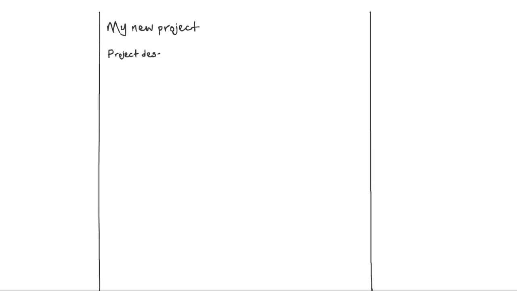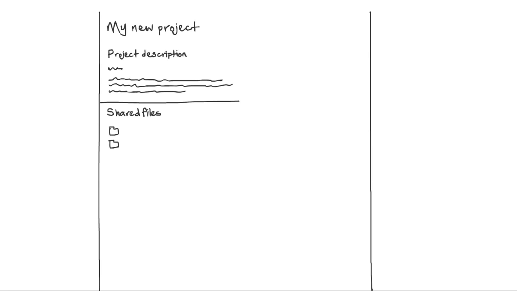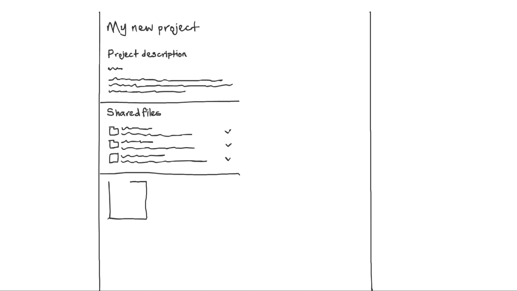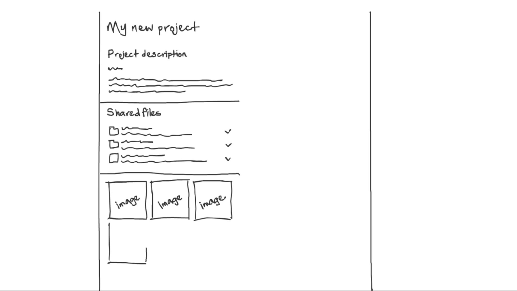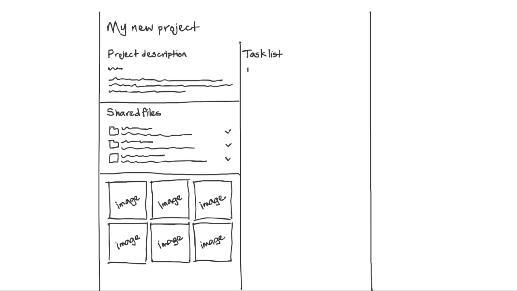Instead, let's imagine one place where we could share everything about our project, like a page we could access from anywhere. We could add some text that explains the project and then share some files just below it. Then maybe we could drag a few images onto the page to create an image gallery. And let's create another column and add a project task list.